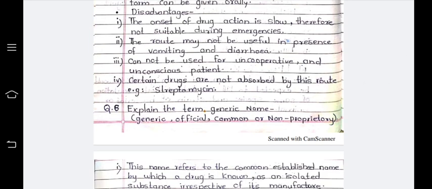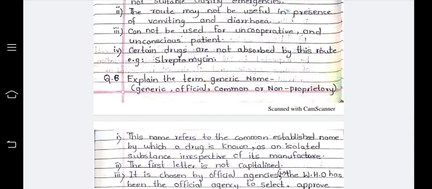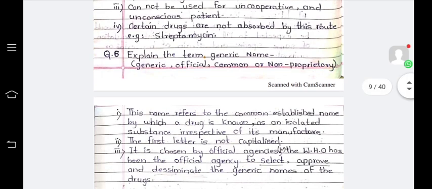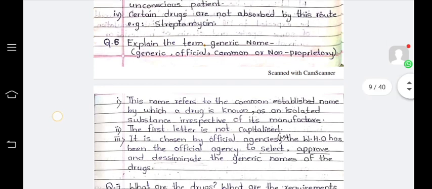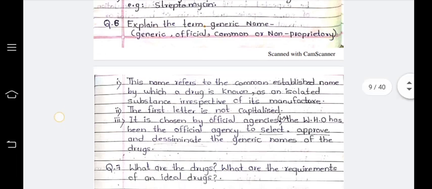Disadvantages: the onset of drug action is slow, therefore not suitable during emergencies. The route may not be useful in the presence of vomiting and diarrhea. It cannot be used for uncooperative and unconscious patients. Certain drugs are not absorbed by this route, for example streptomycin.